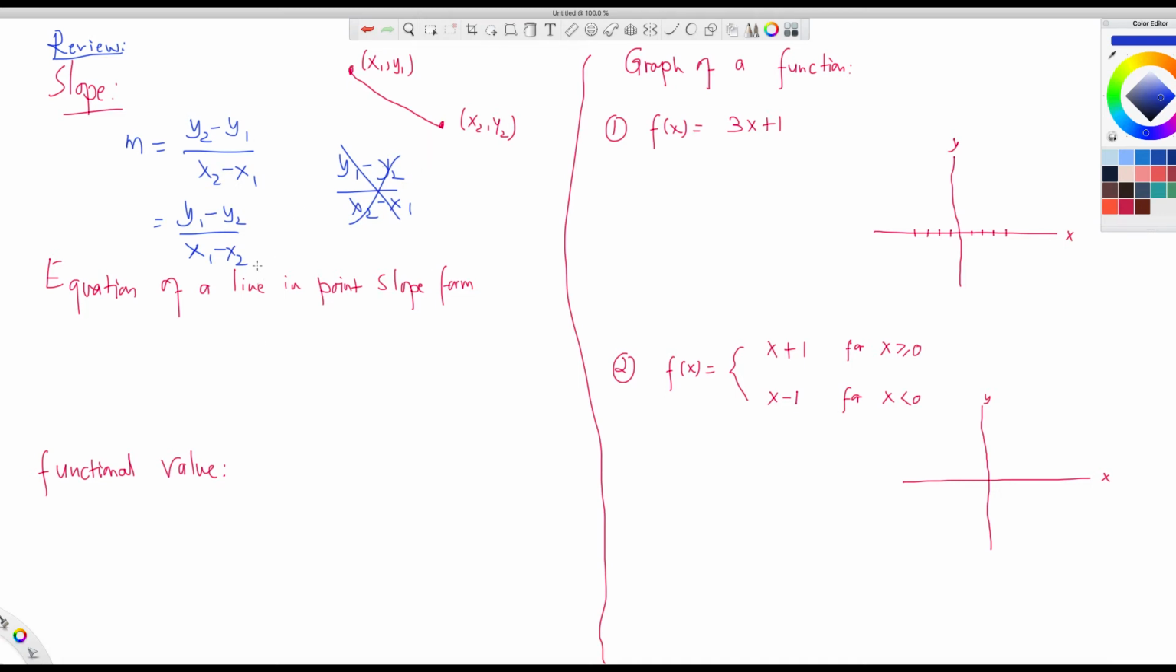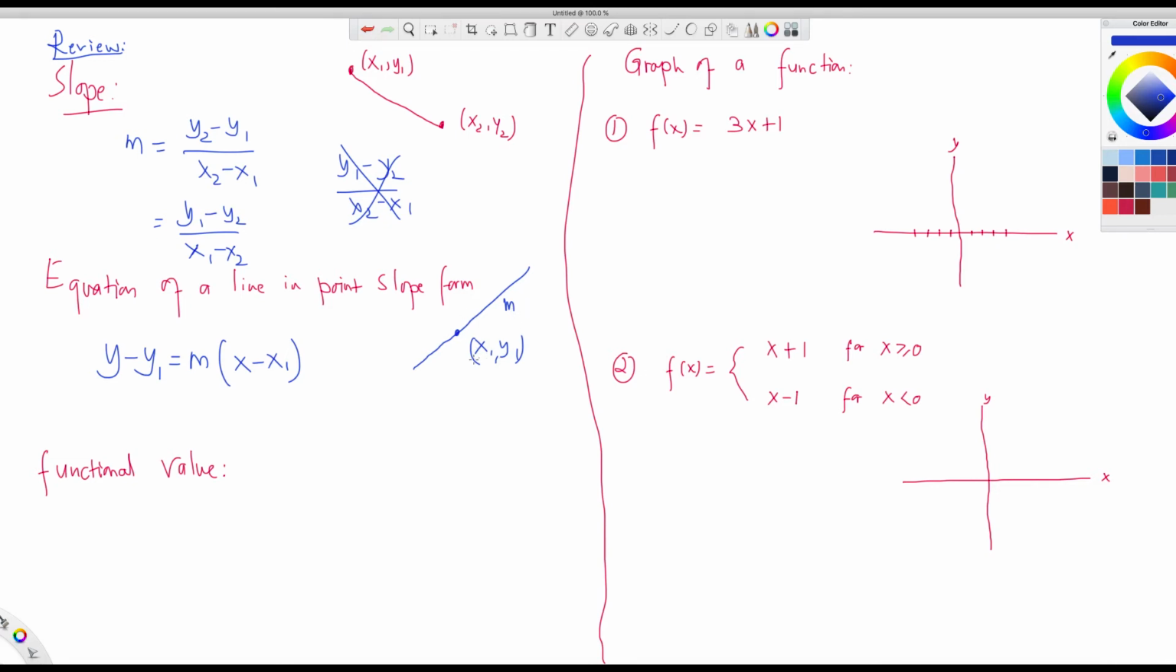Also, another thing that you saw in college algebra is the equation of a line in point slope form. Meaning that if you have a point given, x1, y1, and if you have the slope m of a line given, then how do I find the equation of this line? The formula is y minus y1 equals m times x minus x1. You see that? The value of x1, the value of y1, and the value of m will be given to you.